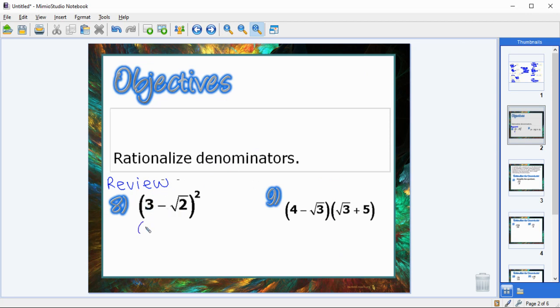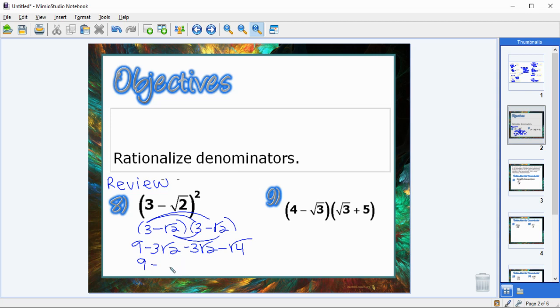All right, just to review, if you have (3 minus root 2) quantity squared, you need to write it out twice and then apply the FOIL property. 3 times 3 is 9. 3 times negative root 2 is negative 3 root 2. Negative root 2 times 3 is another negative 3 root 2.